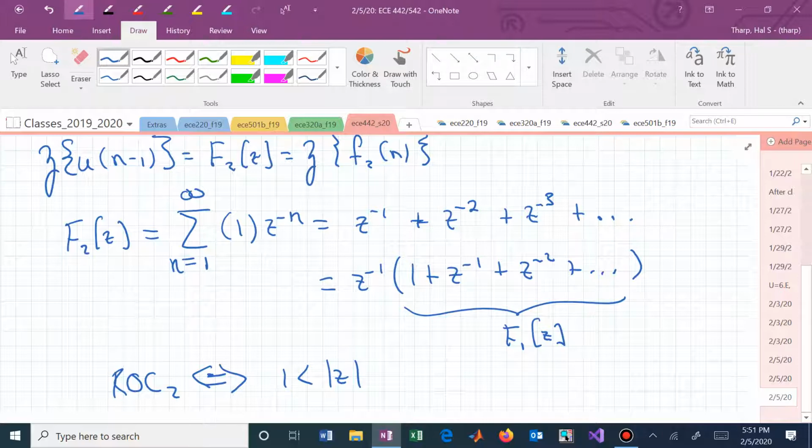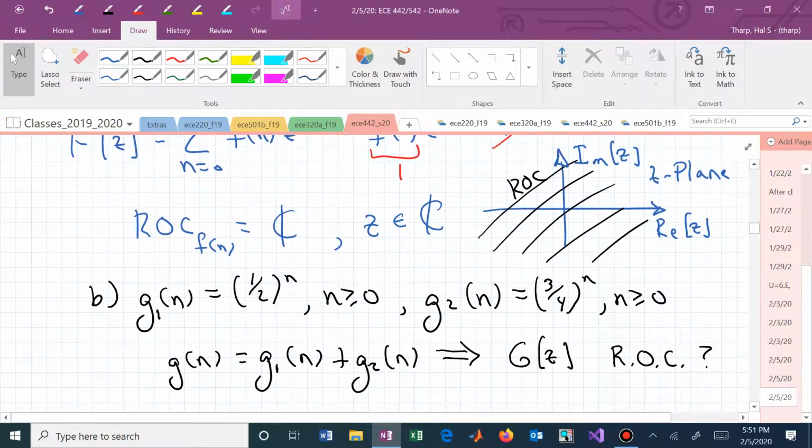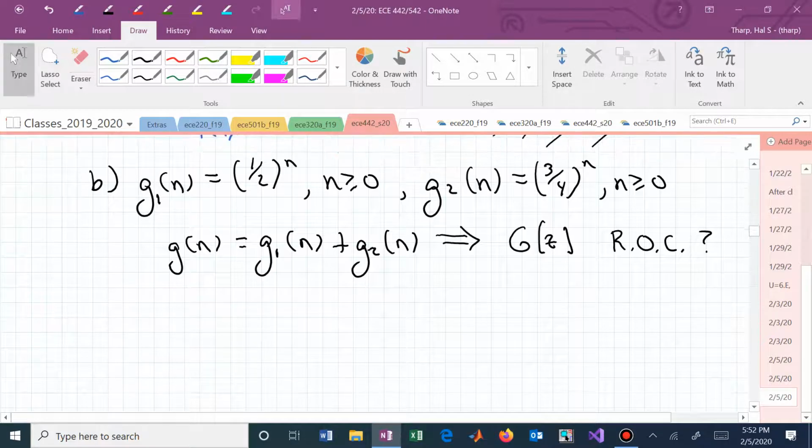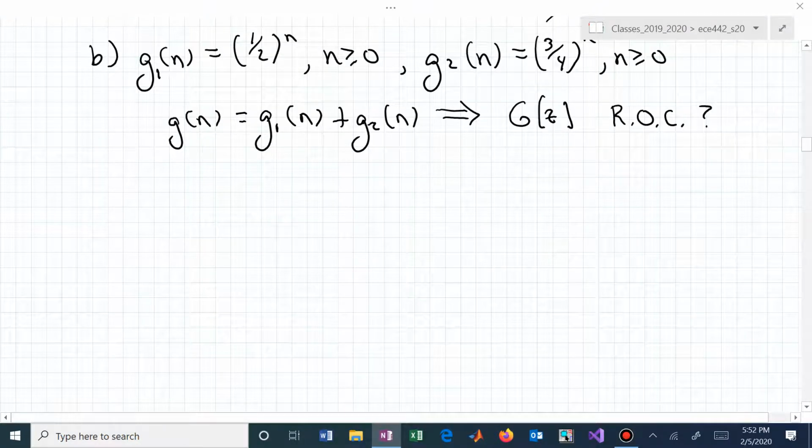All right. But now do you see that was a long road to make sure that it's clear that when you combine sequences, their regions of convergence could change. Let's look at another one. Let's look at a B example. G sub 1, let's say, is 1/2 to the n. G sub 2 is 3/4 to the n. And we want to just add them up. What is G1's region of convergence?